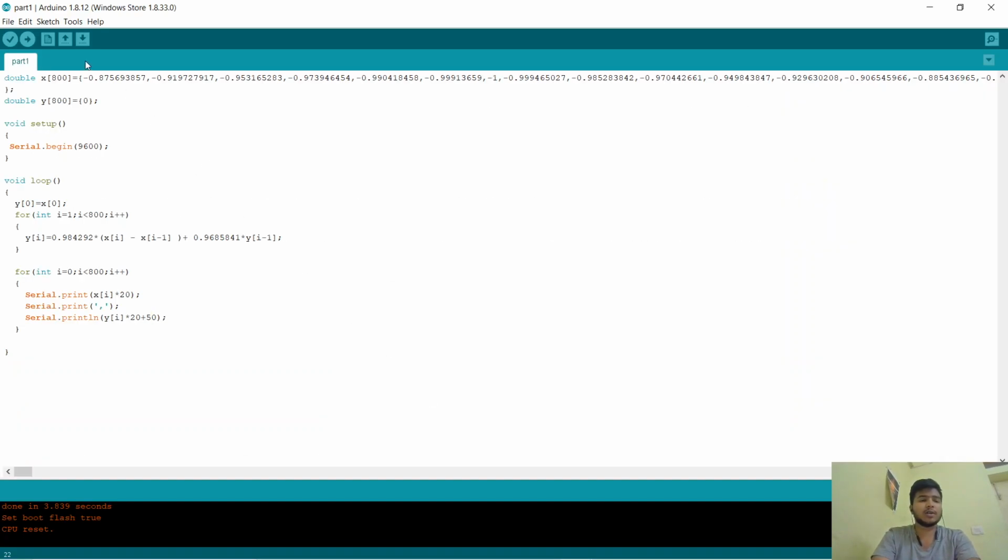So here is the code. First we are taking 800 samples in x, then we are considering another variable y. We are implementing the equation we learned earlier, that is y[i] = r y[i-1] + G (x[i] - x[i-1]), where G is (1 + r)/2. By substituting the values we get this, and now we are printing x[i] and y[i].